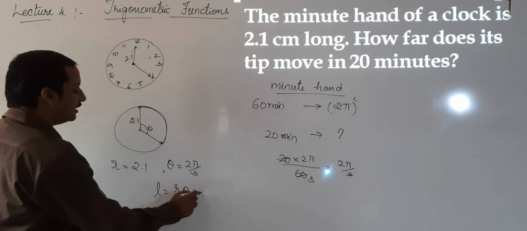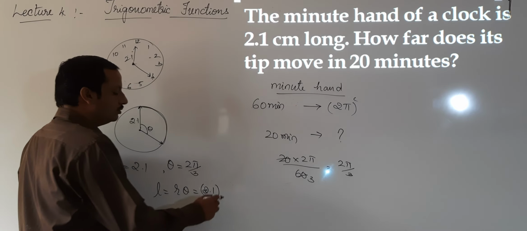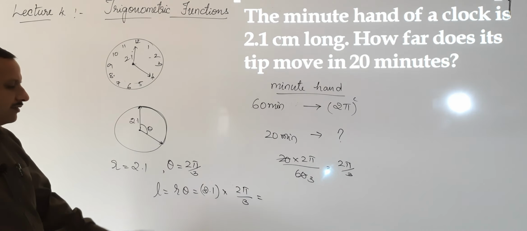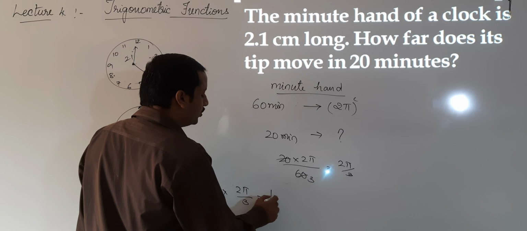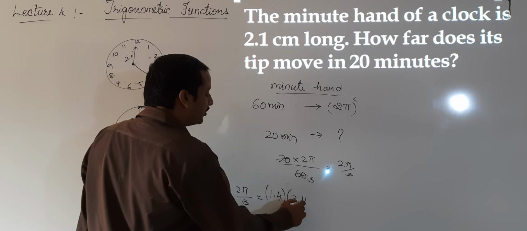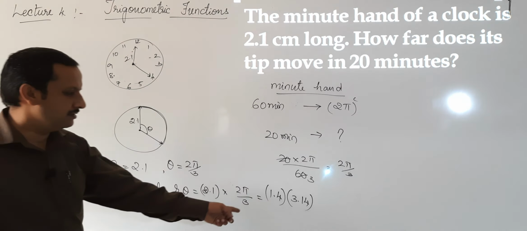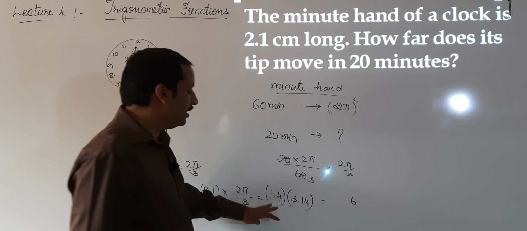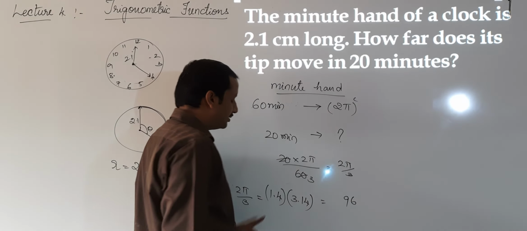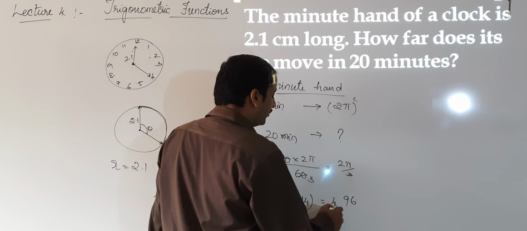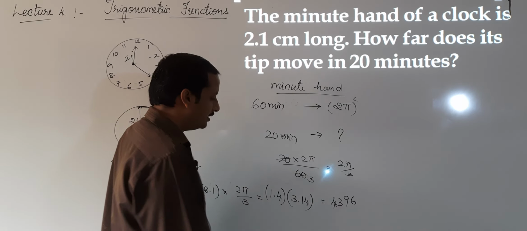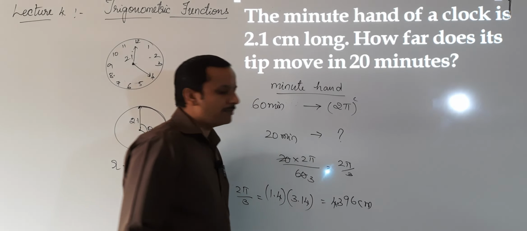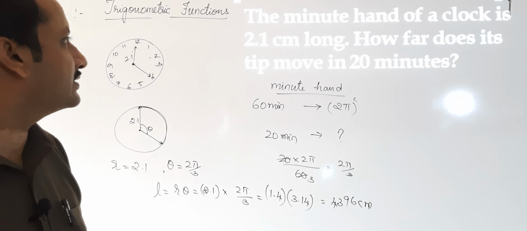L is equal to R into theta, 2.1 into 2 pi by 3. 2.1 by 3 will give you 0.7. 0.7 into 2 is 1.4, into 3.14. You just multiply that. 14 into 4 is 56, 5 is remaining; 14 into 1 is 14 plus 5 is 19, 1 is remaining; 14 into 3 is 42 plus 1 is 43. So the answer is 4.396 centimeter.